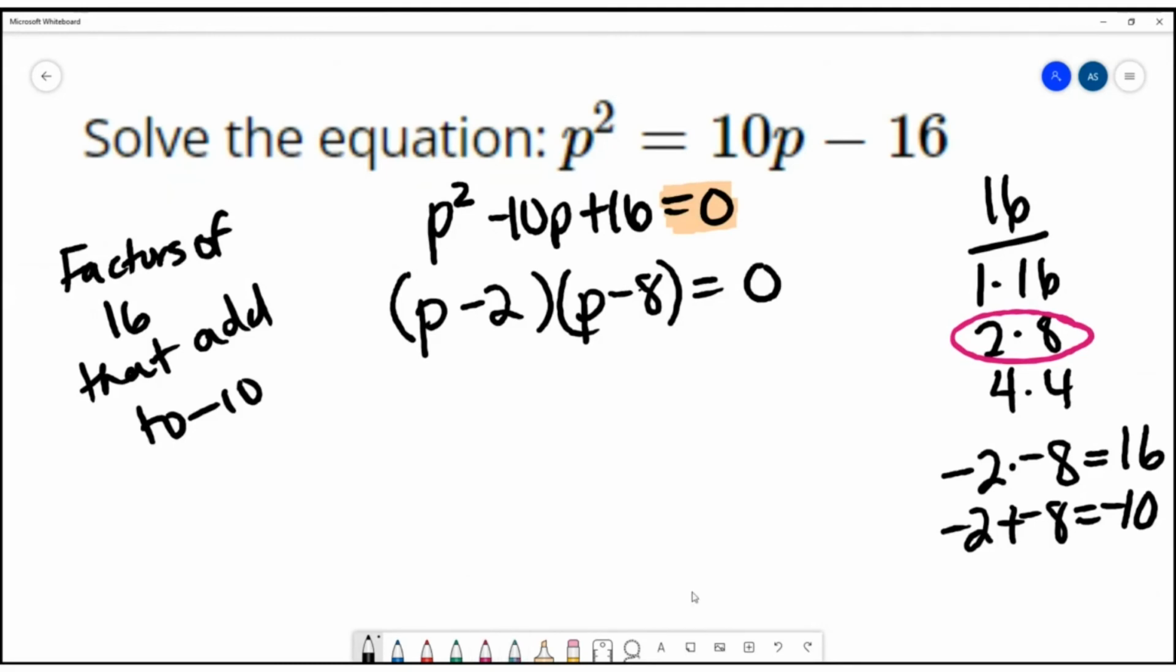You can check by multiplying to make sure you factored correctly. P times p is p squared. P times negative 8 is negative 8p. Negative 2 times p is negative 2p. Negative 8p plus negative 2p gives us the right middle term of negative 10p. Then we have negative 2 times negative 8 is a positive 16. This is factored correctly. Once we've factored it correctly, we're going to apply the zero product property.